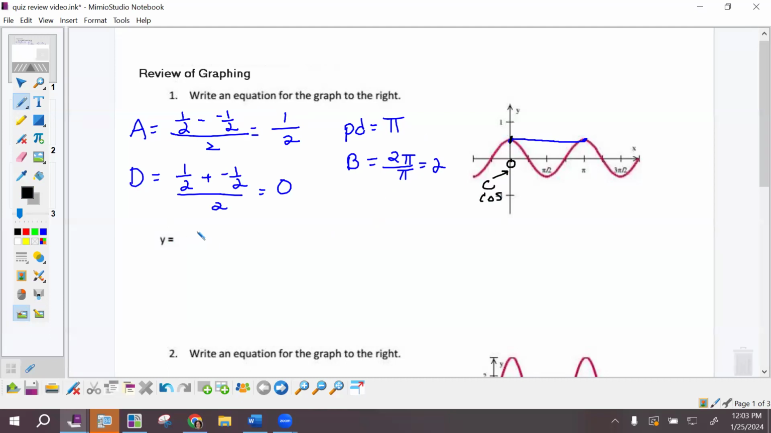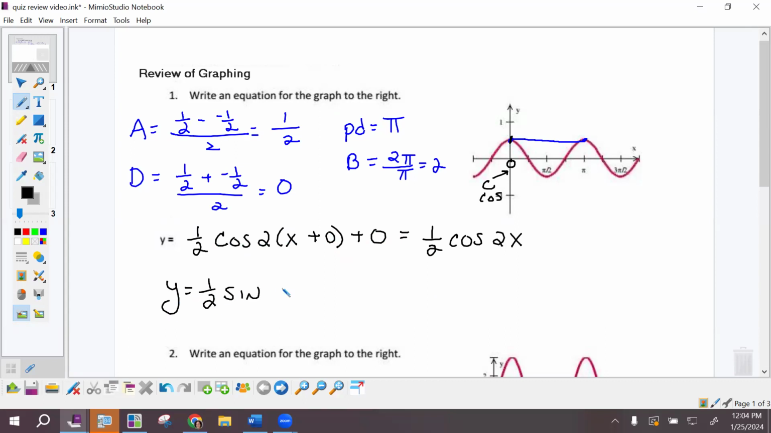So I got y equals amplitude, b value, c. You can leave out these zeros. It would look a lot cleaner as 1/2 cosine 2x. If you were going to choose sine, all the other pieces are the same except for the c value.